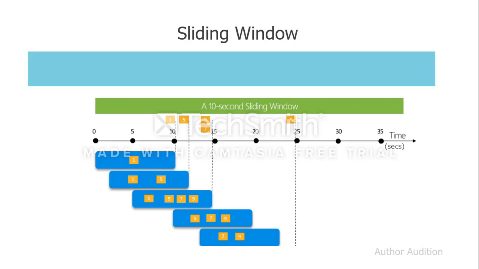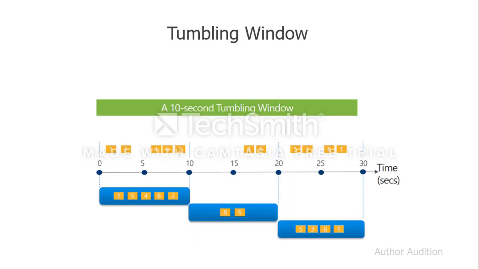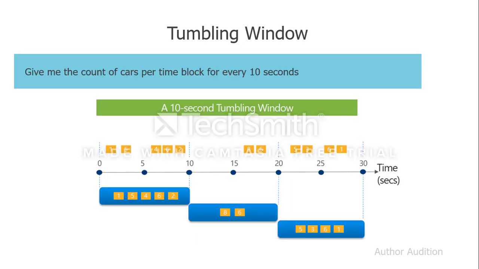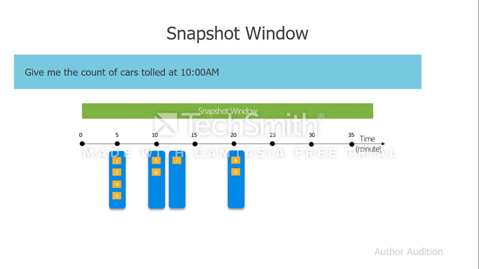Sliding window. This provides an aggregation of the number of cars of all vehicle types that are tolled more than 5 times in the past 10 minutes. Tumbling window. This provides an aggregation of the number of cars per time block for every 10 seconds. Snapshot window. This provides an aggregation of the number of cars tolled at a snapshot of time, say 10 AM.